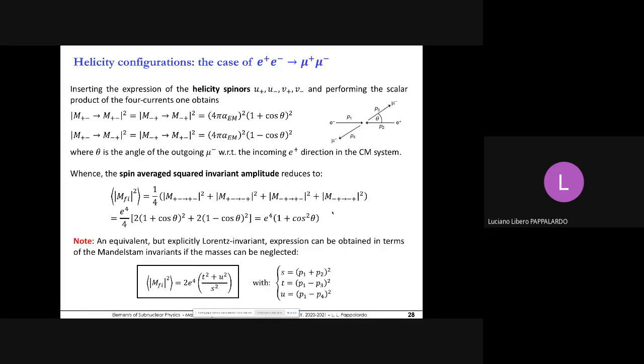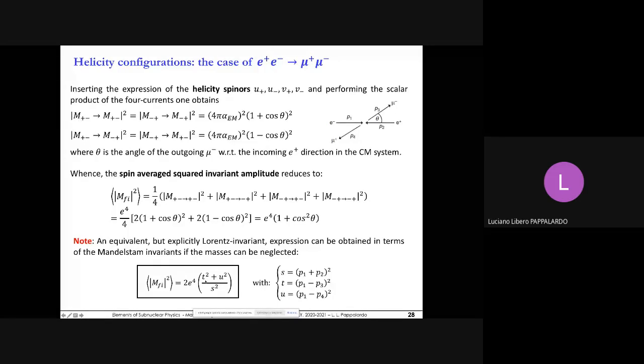There is an equivalent way to write down this matrix element, which is in terms of the Mandelstam variables, and which is now, of course, explicitly covariant, because the Mandelstam variables are all Lorentz invariant. So an equivalent way to write this is in terms of t squared plus u squared divided by s squared. We will not show this, but it can be shown easily with some algebra.